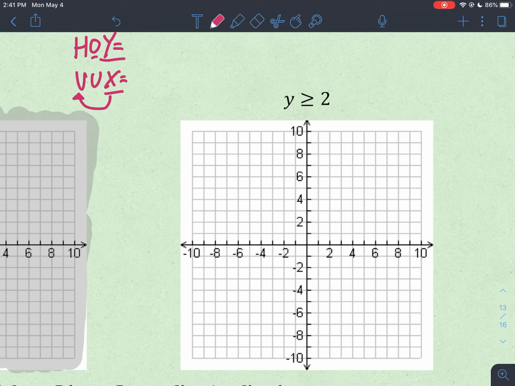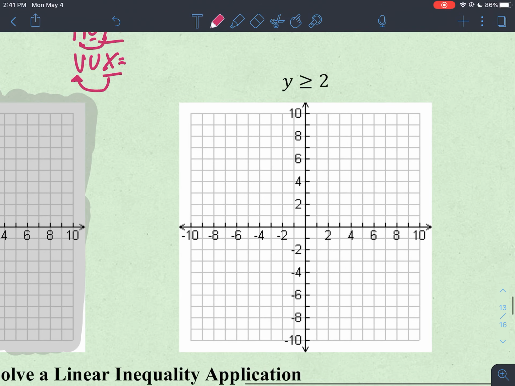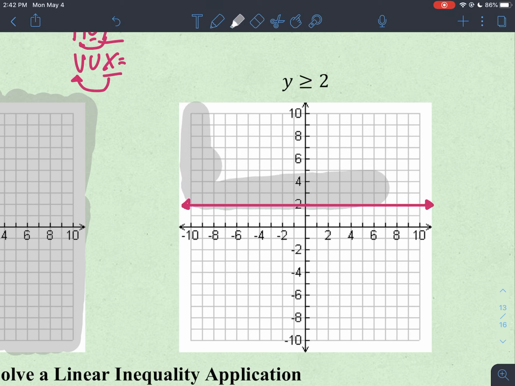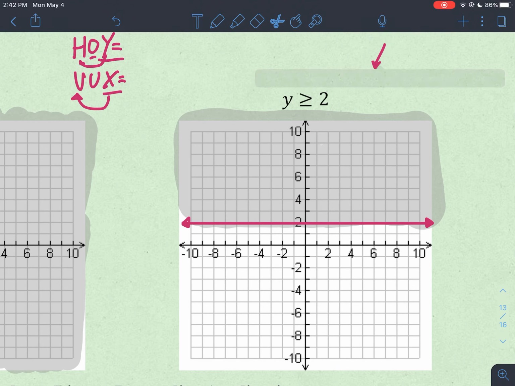And then this is a Hoy, so it's going to be a horizontal line at y is greater than 2, and it's a solid line because it is greater than or equal to. So we know that this is going to be my boundary line. And now y is greater than or equal to 2, so you know that this is going to be shaded on the above side since it's greater than. That should be a little bit obvious for you, but y is greater than the line, so the top side of the line is going to be up here.